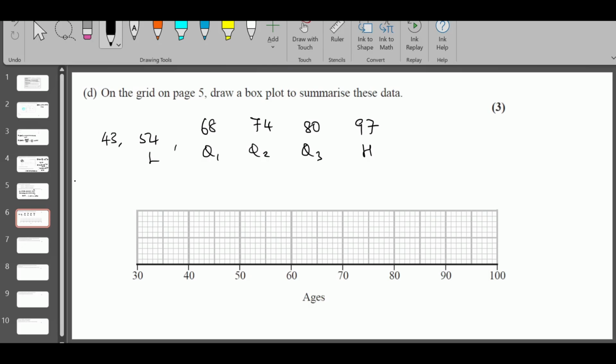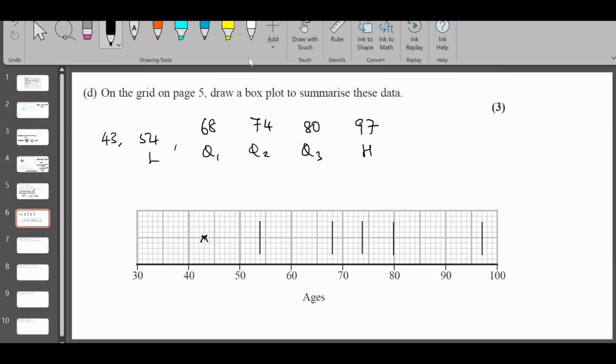43 is here, just put a cross, that's for the outlier. 54, and then 68, 74. 68 is here, and then 74, and then 80, and then 97.